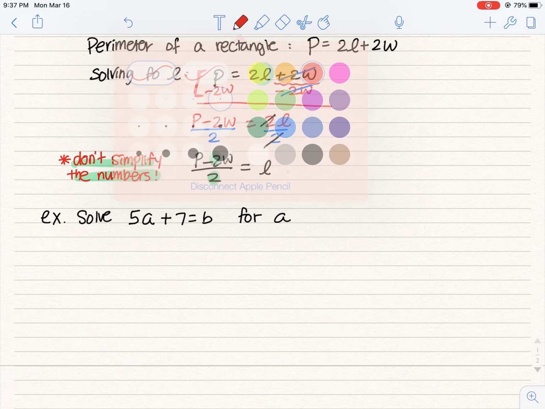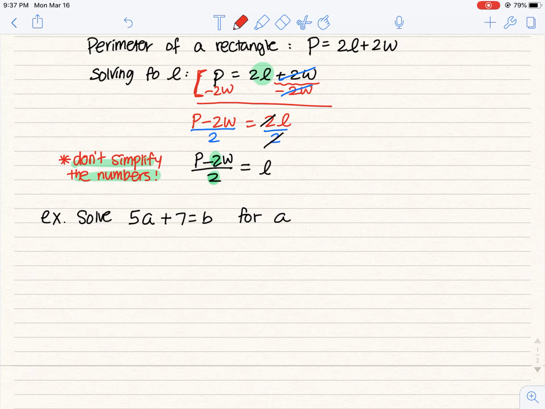First step is going to work on inverse operation. So I'm going to first identify and subtract 7 on both sides. So I have 5a equals b minus 7.